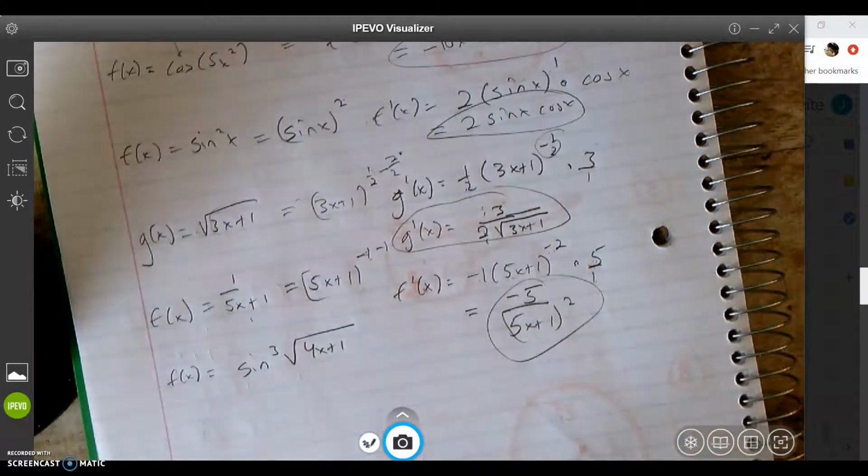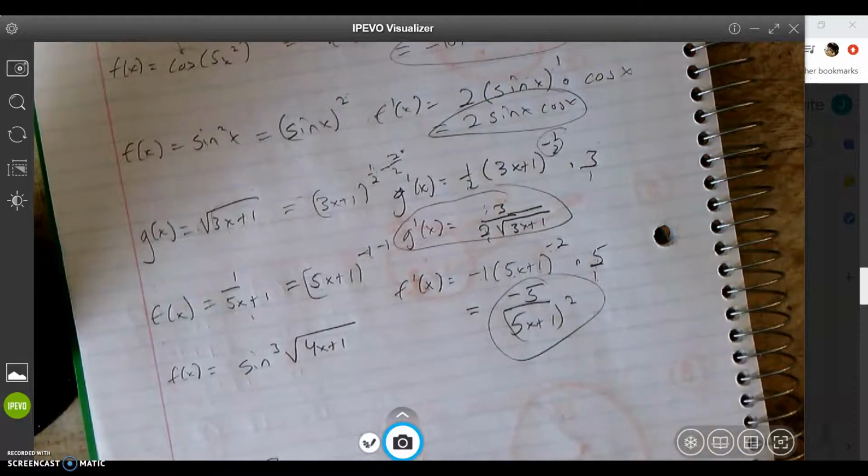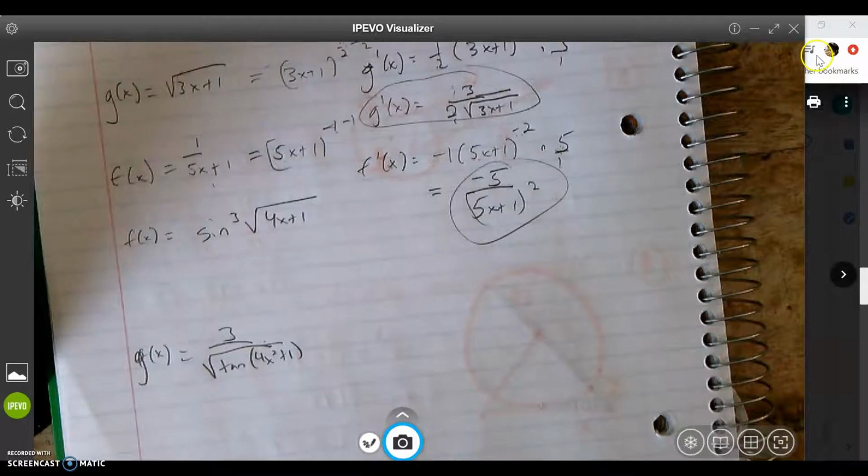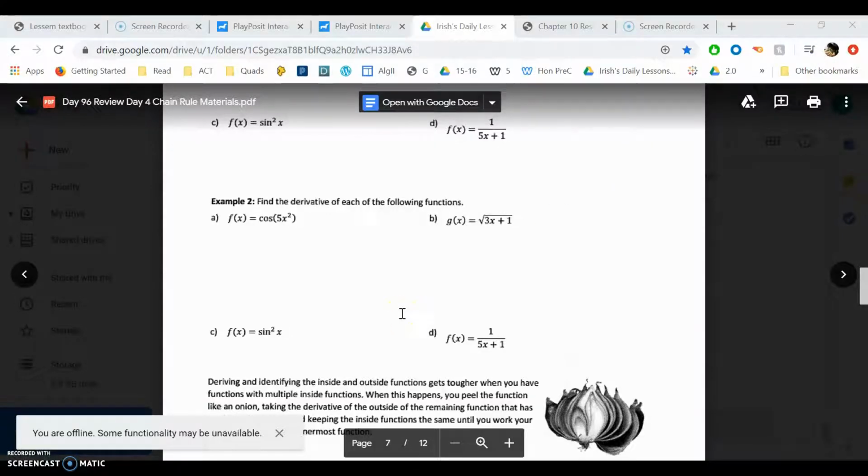Cool. All right. Now let's try some two chains right here. So these are the ones that are a little bit further down.